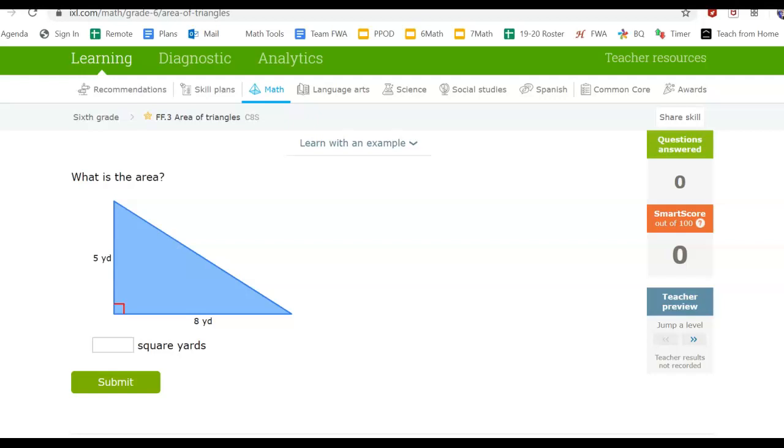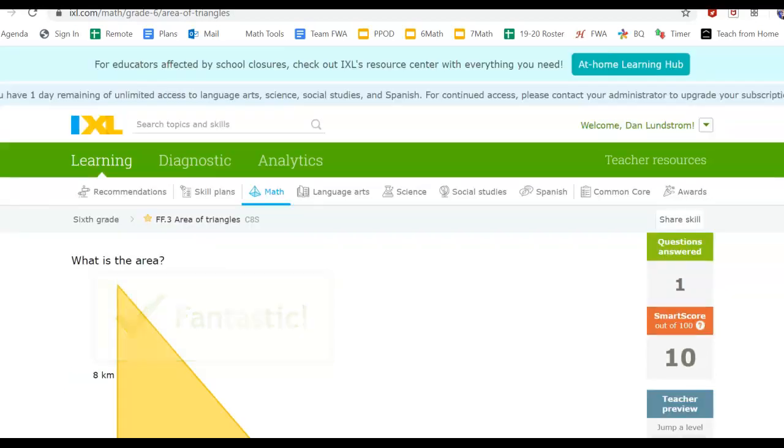So remember, the triangle is half of a rectangle or half of a square, and the area formula for a rectangle or square is base times height. So if we imagine that this is a rectangle, base times height would be 40 in this case, but a triangle is half of that, so we're looking at only 20. So if I enter my 20 here, boom, great job.